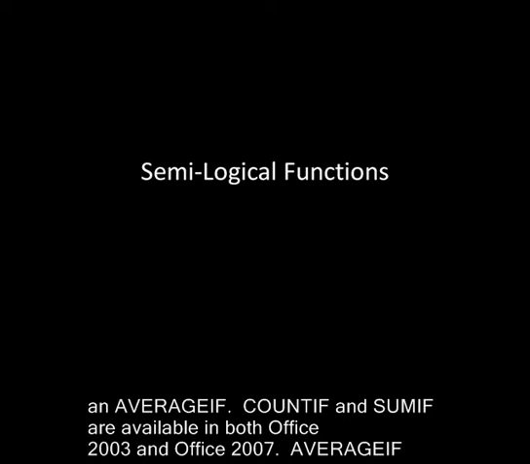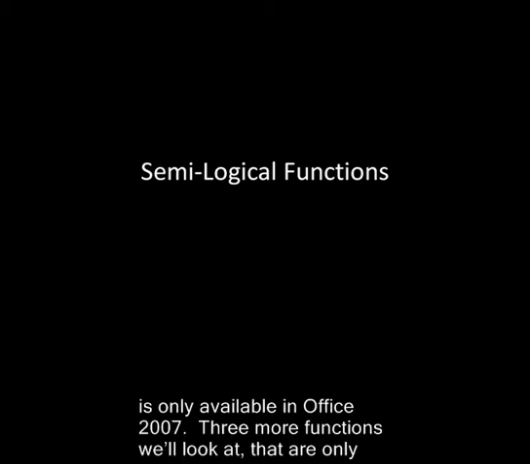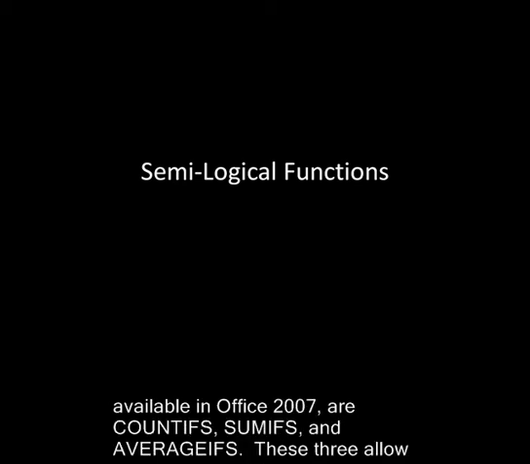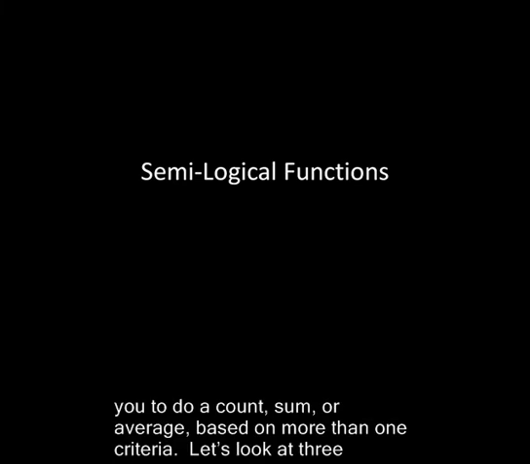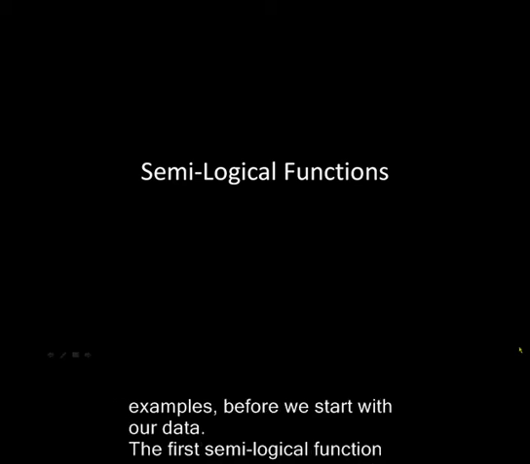COUNTIF and SUMIF are available in both Office 2003 and Office 2007. AVERAGEIF is only available in Office 2007. 3 more functions we'll look at that are only available in Office 2007 are COUNTIFS, SUMIFS, and AVERAGEIFS. These 3 allow you to do a count, sum, or average based on more than one criteria. Let's look at 3 examples before we start with our data.